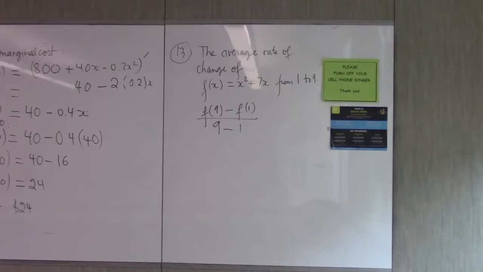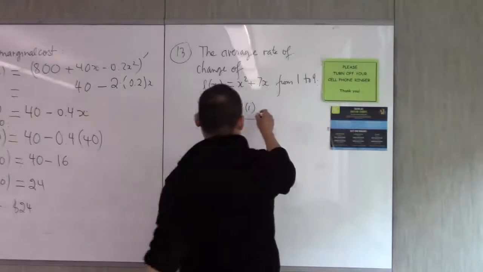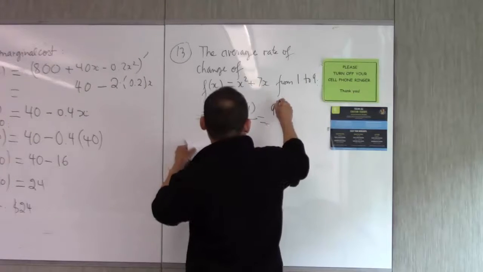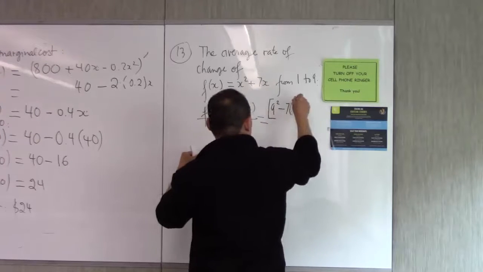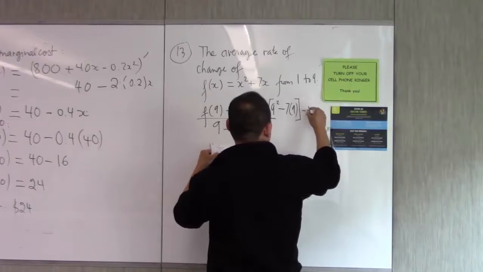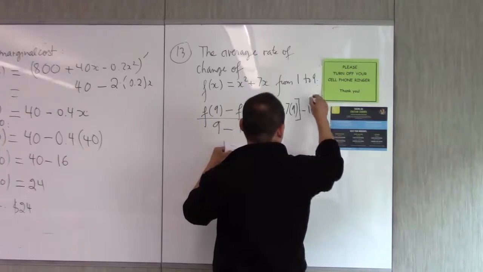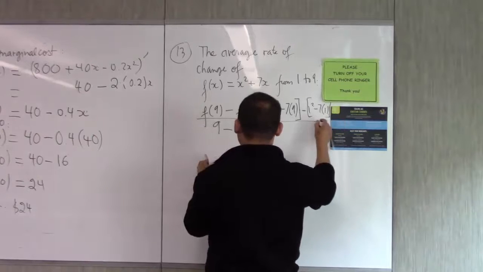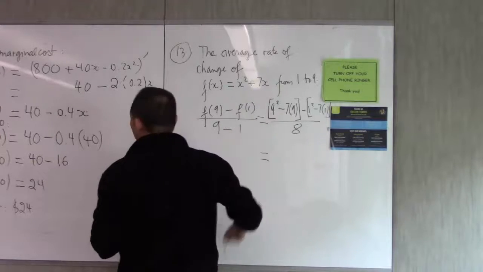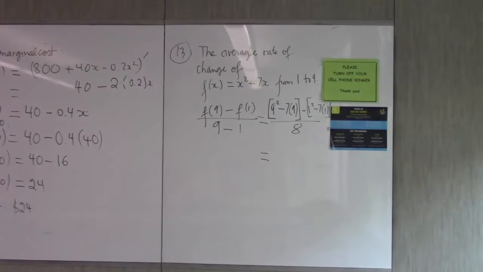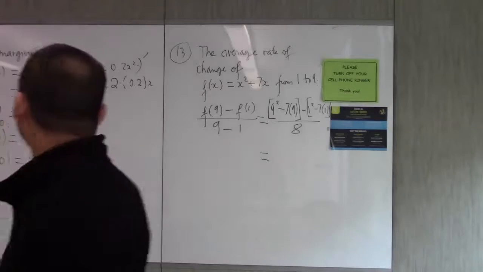Okay, now one of the things here, you can plug in 9 squared plus 7 times 9, make that one group, minus 1 squared minus 7 times 1, all divided by 8. The way I write, if you look at my presentation, I like to line everything up so that you can check it easily afterward.